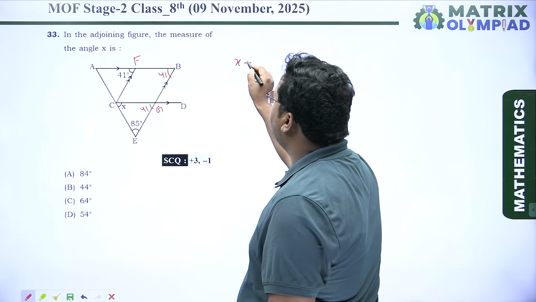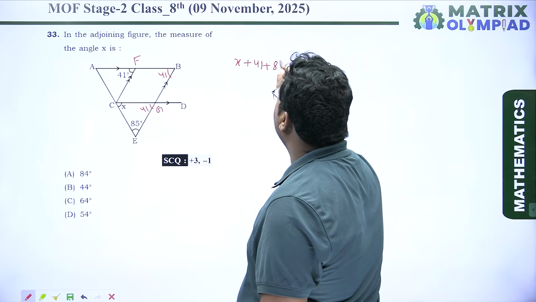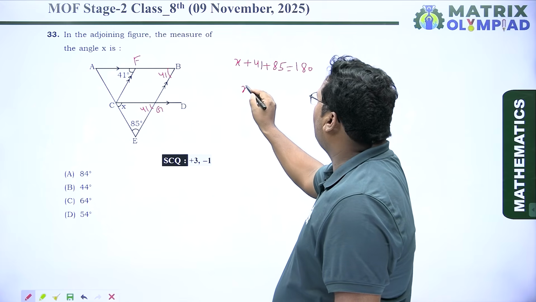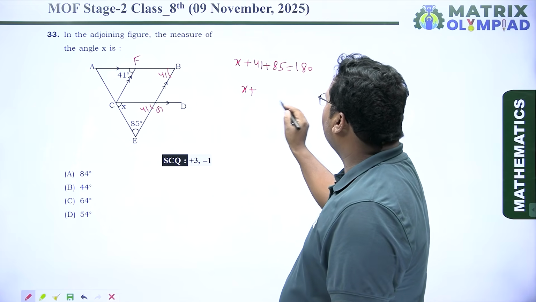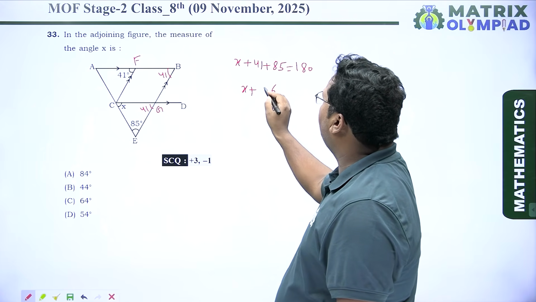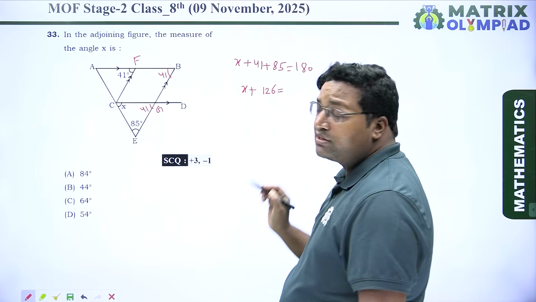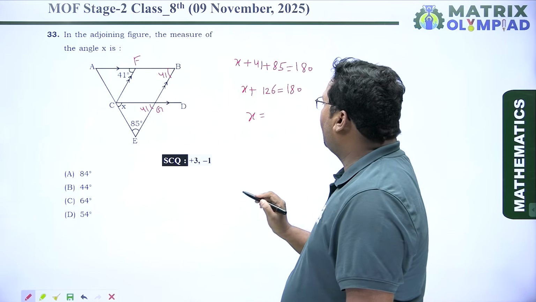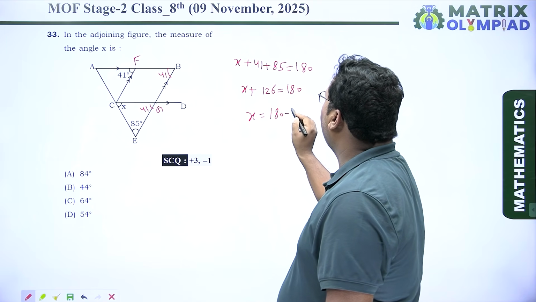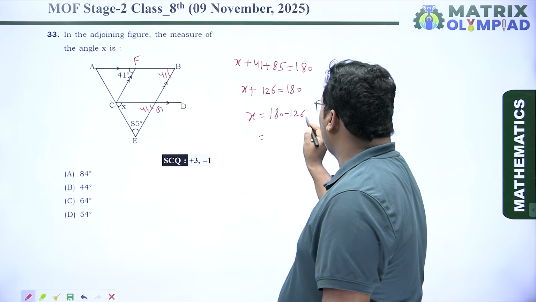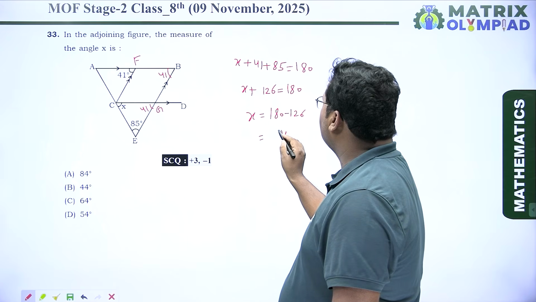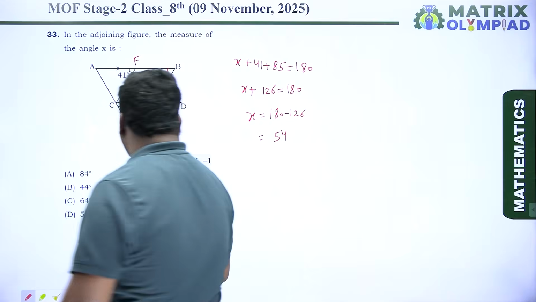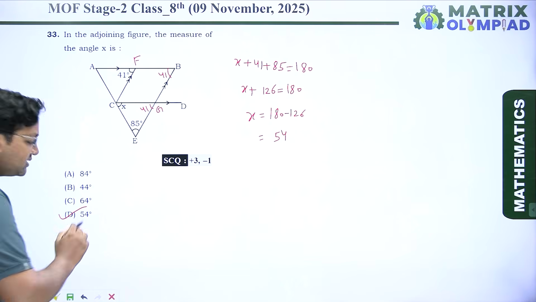So x plus 41 plus 85 is equal to 180 degree. Here we have to solve this equation, so we get x plus 126 equal to 180 degree. From here we get the value of x equal to 180 minus 126, which is 54. So the value of x is 54 degree, which is in option D. So option D is the right answer.